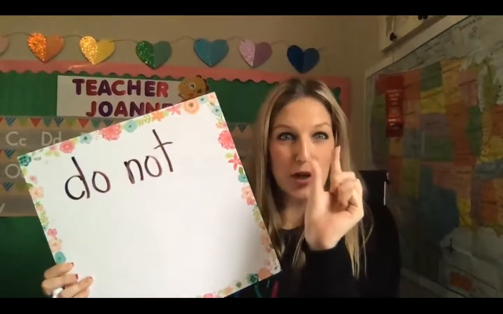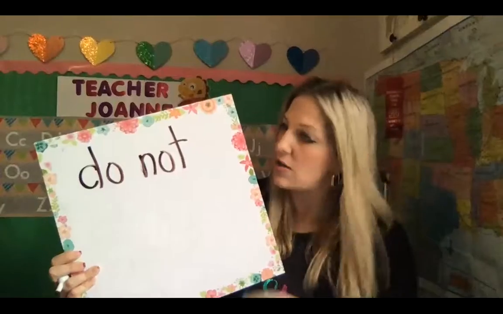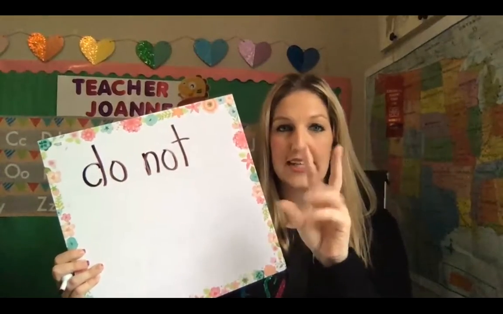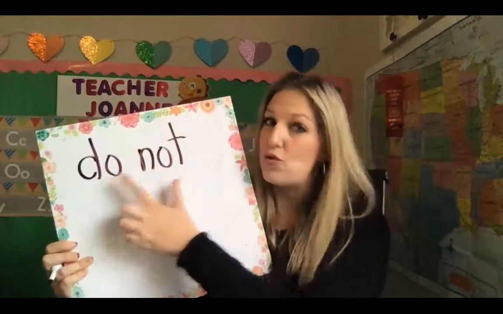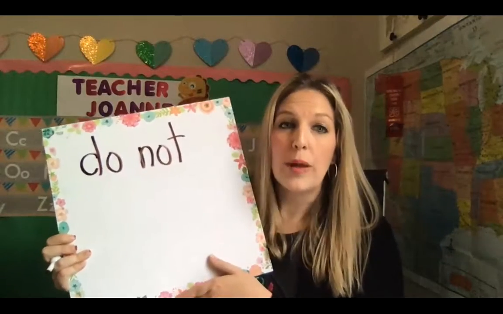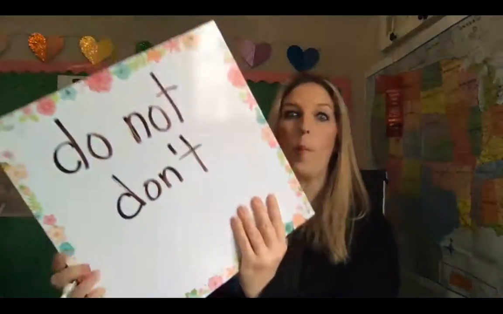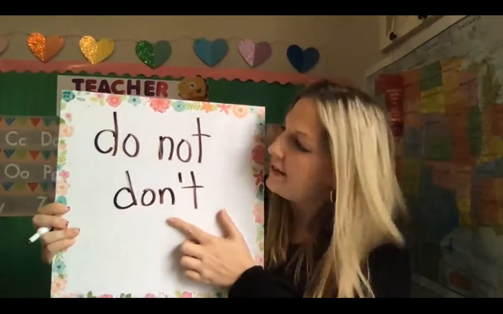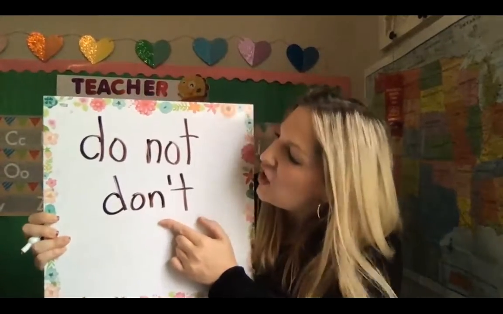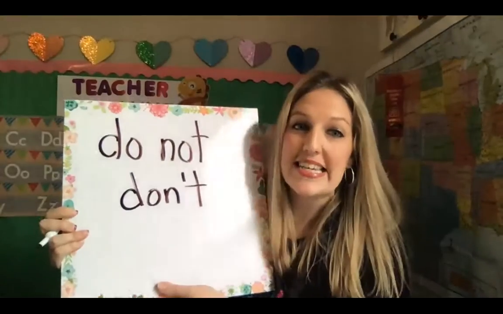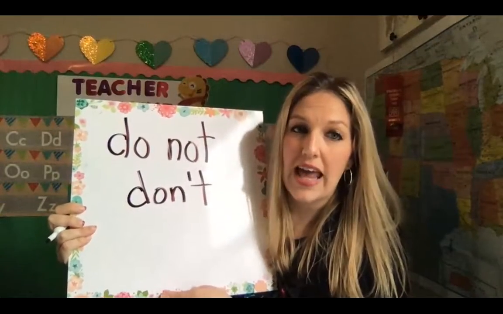Sometimes there is a shorter way to say some words. We can put two words together. So instead of do not go in there, we might say, don't go in there. So let me show you what that word looks like. Don't. This was do not. This is don't.